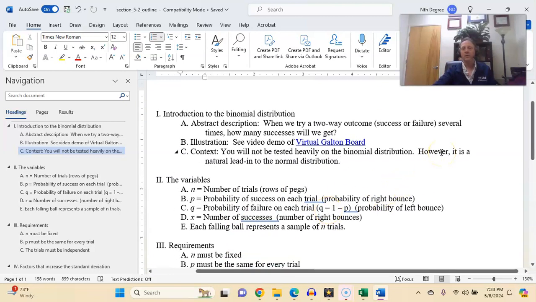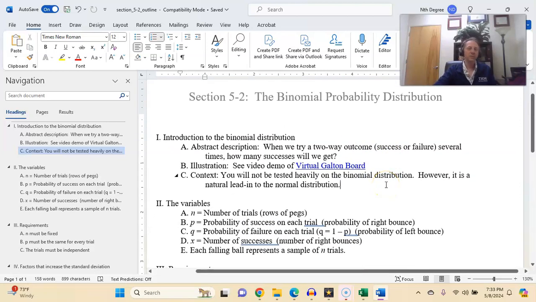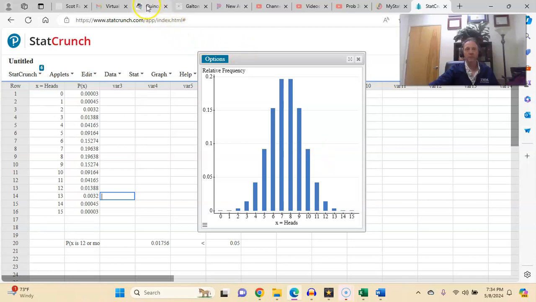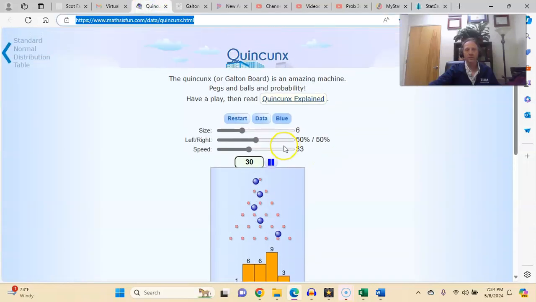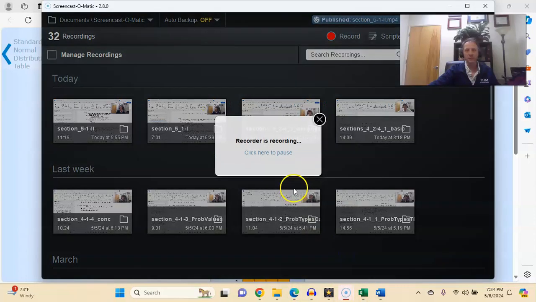However, the binomial distribution is a natural lead-in to the normal distribution. And that is going to be a very foundational topic in this course. So I think that there are a lot of qualities of the binomial distribution that are just really important for us to see, to give us a little bit of context when we move on to the normal. All right, so let's take a look at this virtual Galton board. I searched around a little bit and found that I like this website the best. And I'm going to restart this one. Give me a second here to turn the knob.